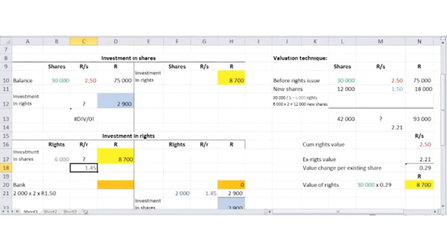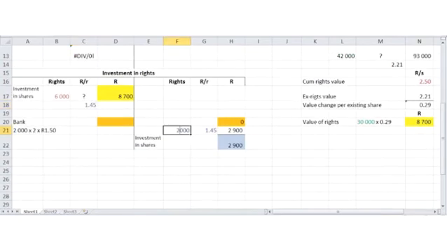Next, we now exercised 2,000 rights, so let's have a look there. First of all, the first thing that needs to happen is you need to de-recognize the number of rights used. You have exercised 2,000 rights, so that needs to be de-recognized out of the investment in rights account at the carrying amount of those rights being the R1.45. At this point, please remember your first in, first out and weighted average principles.